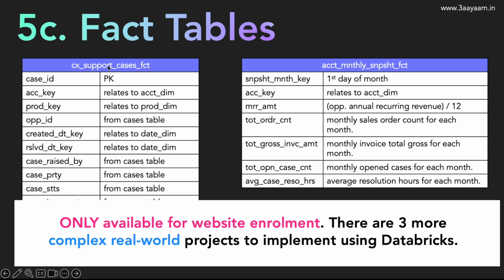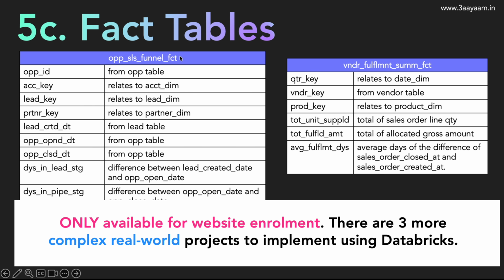Now, this is the final one, which is the customer support cases fact. Now, here you see the account monthly snapshot fact. It's a little different. For example, the snapshot month key should contain the value or the date of the first day of every month. Then the MRR amount should be the calculated value of opportunity annual recurring revenue divided by 12. Total order count should be monthly sales for each month. Gross invoice is also for each month. Total open case count is for each month, and average case resolution hours is also for each month. That's why it is called monthly snapshot fact.